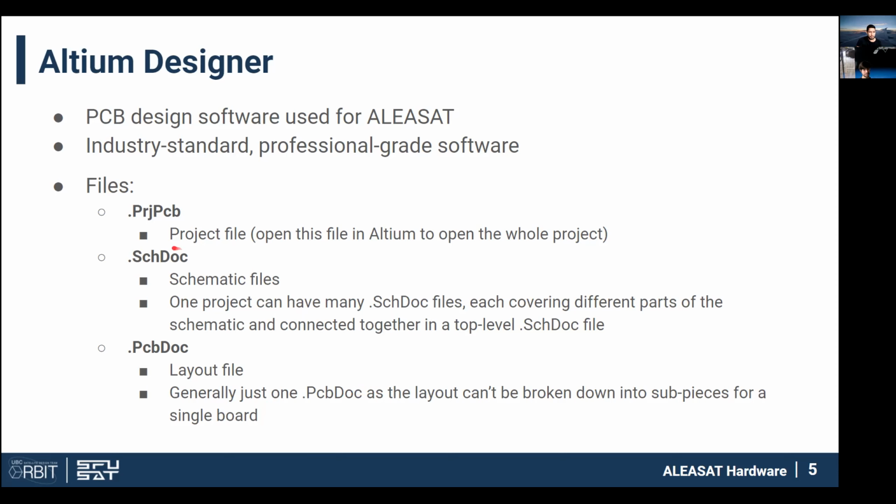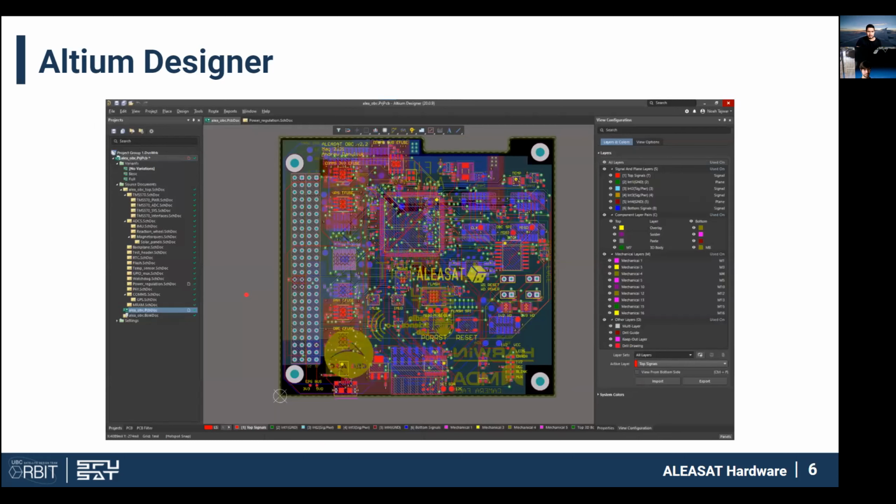But for firmware developers, for the most part, you'll be interested in these schematic files, because if you ever need to figure out which pin of the microcontroller is connected to which piece of hardware, you can check the schematic and it'll tell you for sure. This is an example of what Altium looks like. This is actually looking at the layout file, not the schematic file, just because the layout file looks a lot cooler. This is our actual ALEASAT OBC.